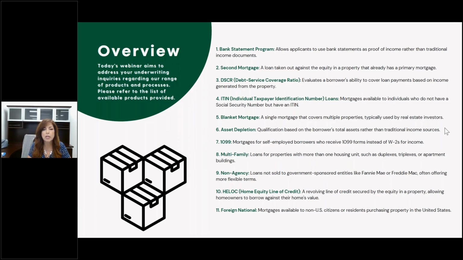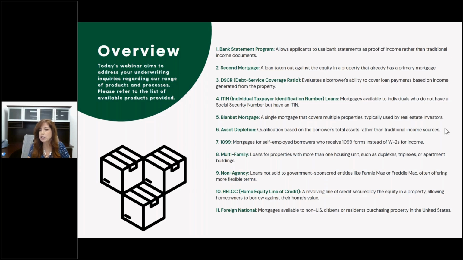ITIN borrowers. This is for borrowers that don't have a Social Security number, but they are here legally. They're here, they're working, but they don't have a Social Security number. They haven't gotten that far in the process, but they have an ITIN. They're filing their taxes with their ITIN, and so they're doing what they're supposed to, but they haven't gone through the Social Security number and all that residency stuff yet. So we do offer those as well.